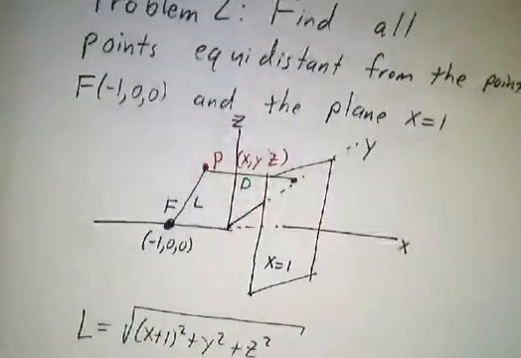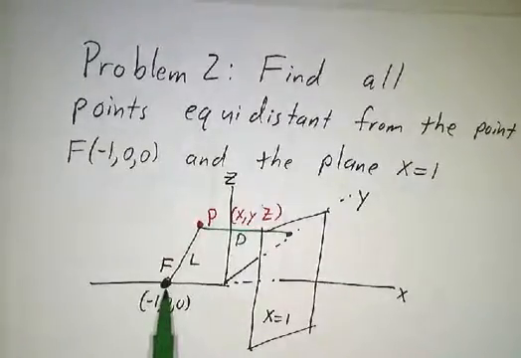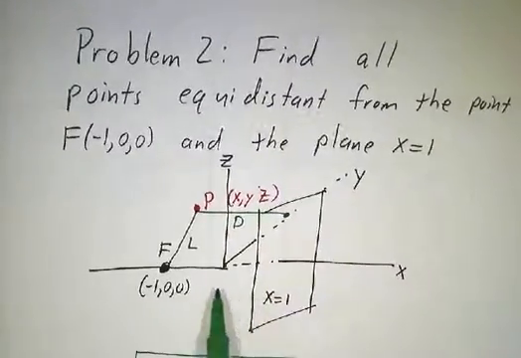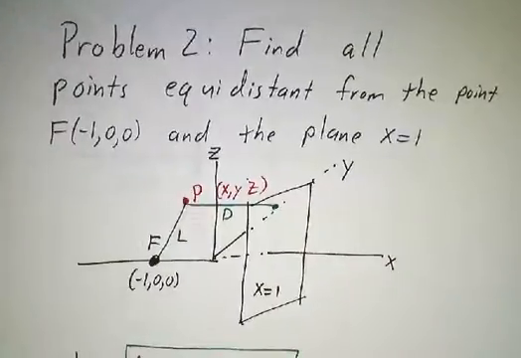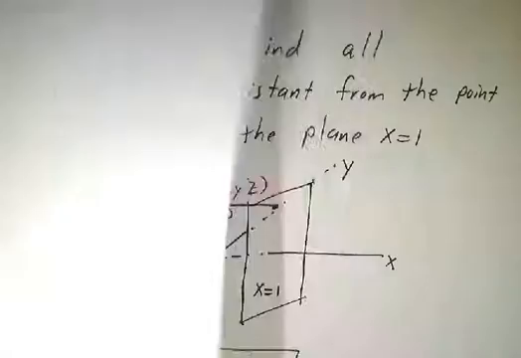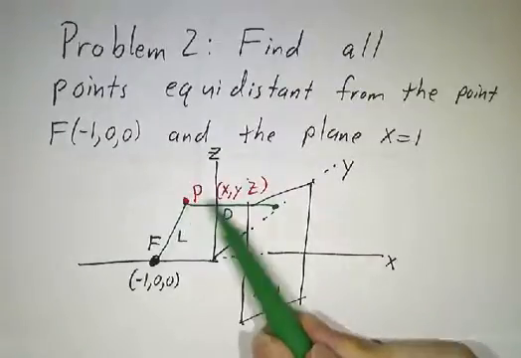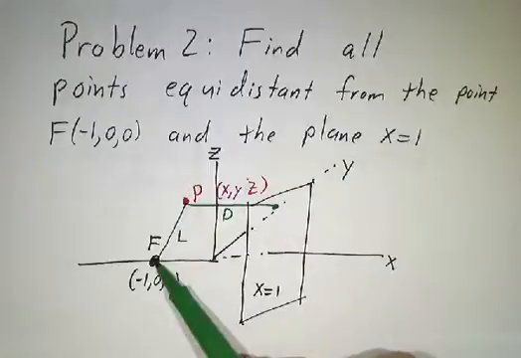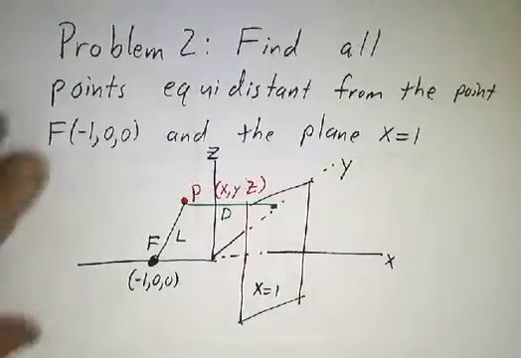Okay, our next problem is we want to find all points that are equidistant from a point f, negative 1, 0, 0, and a plane, x equals 1. Now this should remind you of a focus and directrix, except that we're in 3 dimensions now, so it might get a little bit more complicated. Okay, but just like doing the focus and directrix, we want all the points P, x, y, z, whose distance to f, let's call it L, and whose distance to the plane, let's call it D, are the same.